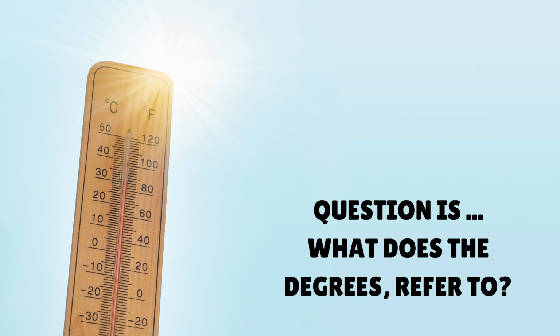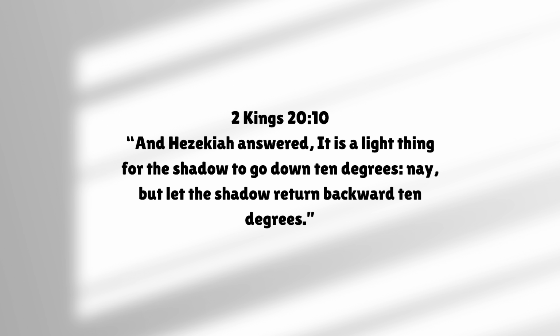And the question is, what does the 10 degrees refer to? In 2 Kings 20:10, Hezekiah answered, "It is a light thing for the shadow to go down 10 degrees. Nay, let the shadow return back 10 degrees." Now that particular verse had me going for quite some time.